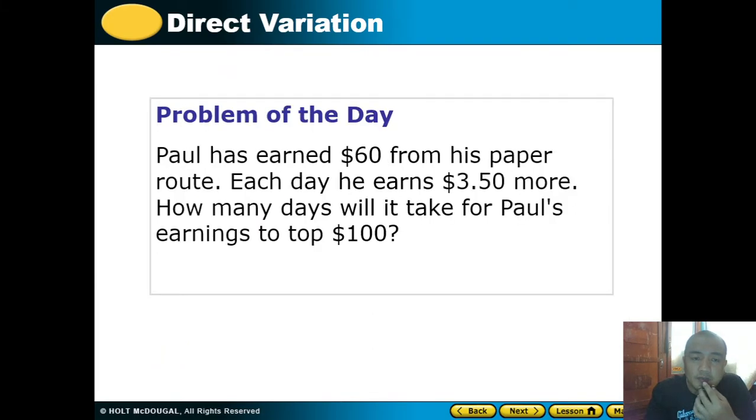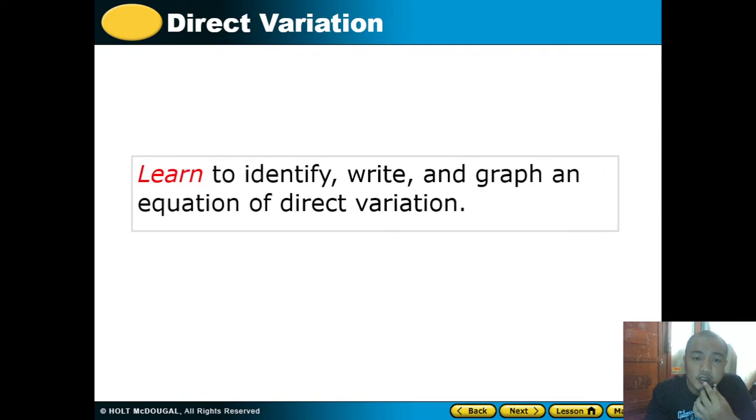Okay, we have here this problem of the day. Paul has earned $60 from his paper route. Each day, he earns $3.50 more. How many days will it take for Paul's earnings to top $100? The answer is 12 days. How did we get that answer? Maybe we will be able to solve it as we go on with our discussion on direct variation.